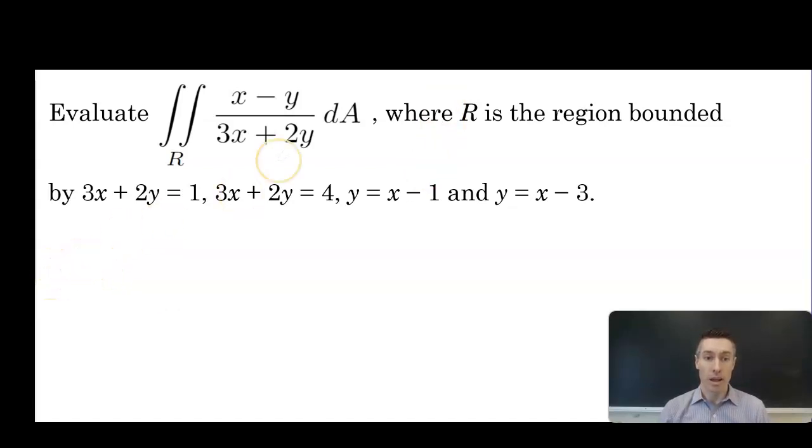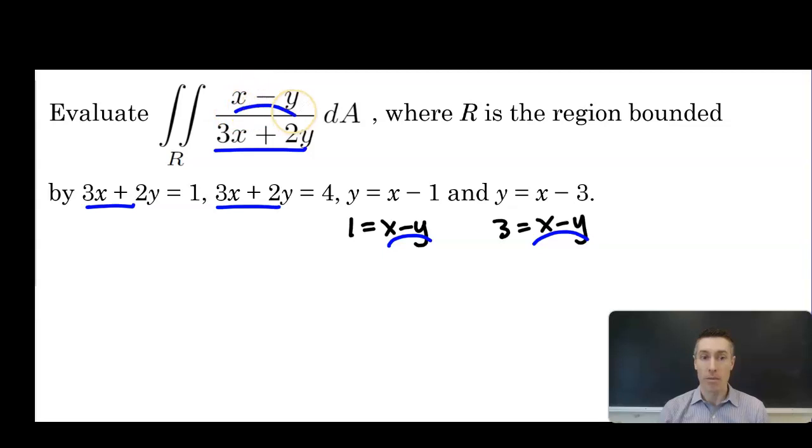Okay, if we look at both the function that we're integrating and the curves, and here we might need to manipulate. So this one, probably better to write 1 equals x minus y and 3 equals x minus y. What you might start to notice is there's 3x plus 2y in the problem. There's x minus y in the problem. So defining u and v as 3x plus 2y and x minus y respectively would make for an easy transformation. So our inverse transformation then, we're going to say that u equals 3x plus 2y and v equals x minus y.